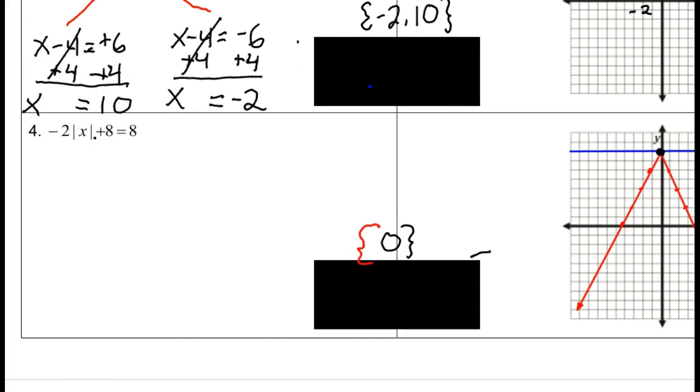We have two numbers on the outside. Which one should we take care of first? So think back when you were solving without absolute value, like if you just had negative 2x plus 8 equals 8. Would you subtract 8 first or divide by negative 2 first? Yeah, you do the subtraction first. So the same rules that you've always done, make sure you keep doing those. Okay. So we can start out by subtracting 8 on both sides.